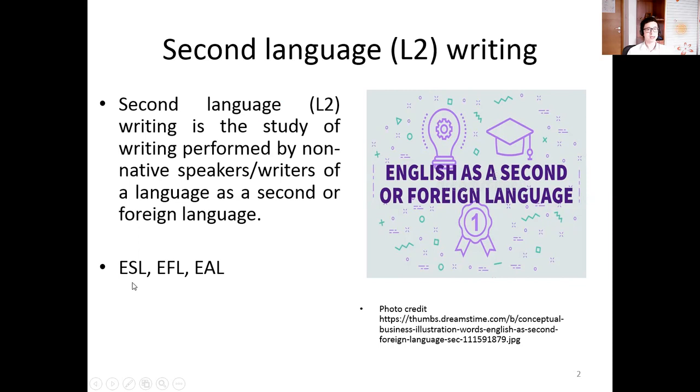ESL means English as a second language. EFL refers to English as a foreign language. EAL stands for English as an additional language.